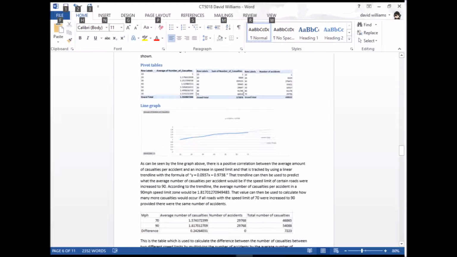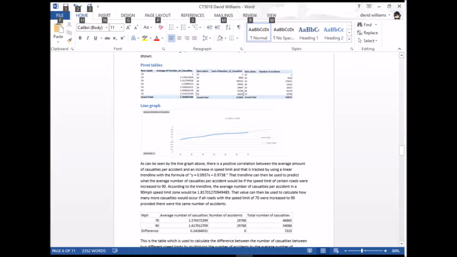The graph was then made comparing the speed limits with the average number of casualties, which showed a positive correlation between raising the speed limit and the average number of casualties. A trend line was then used to calculate how many casualties on average would be caused if the speed limit was raised to 90 miles an hour, which was approximately 1.81. That was compared against the 1.57 average number of casualties in a 70 miles per hour speed limit.